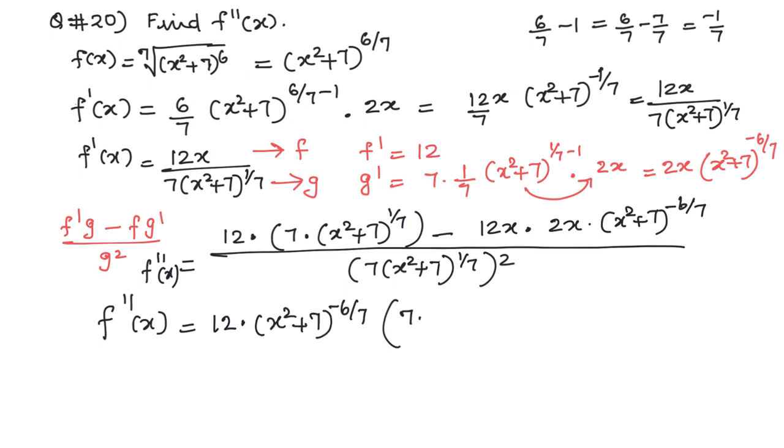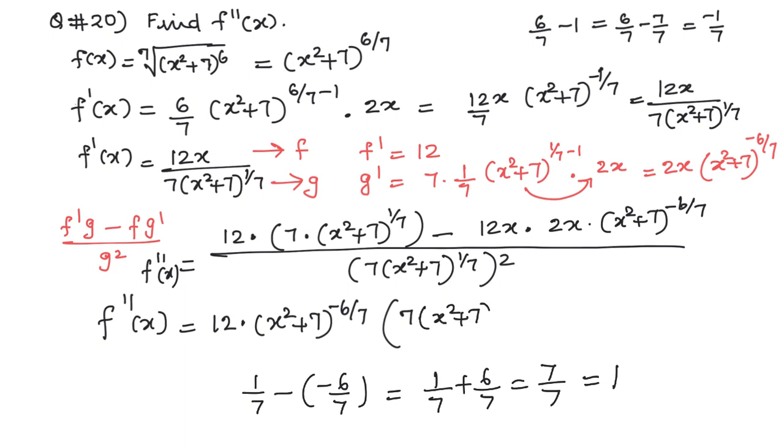Now divide each factor by this GCF. So divide this factor with this GCF. So 12 cancels, you will get 7, that is here. While dividing these two, subtract the exponent. So 1 over 7 minus negative 6 over 7, that is 1 over 7 plus 6 over 7, that is 7 over 7, right? That is just 1. So that factor power 1, if it is 1, we don't need to write that.